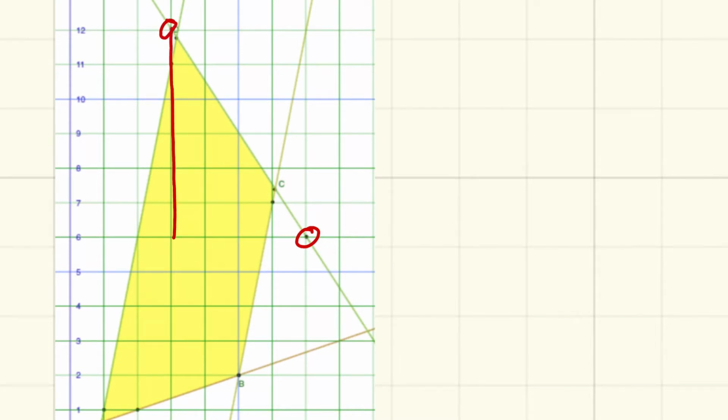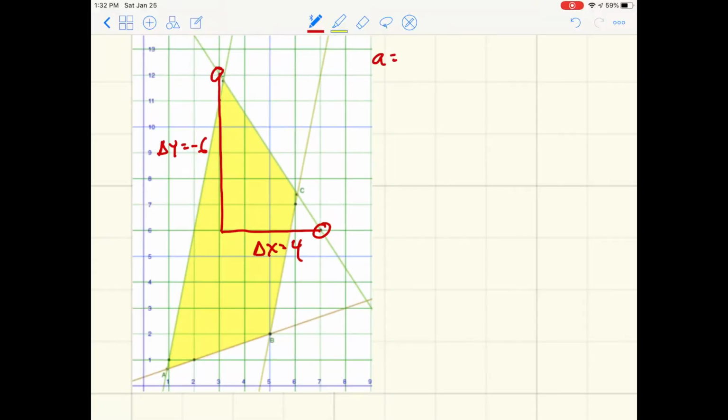My delta y is, I'm going from 12 down to 6, so delta y is negative 6. And delta x, I'm going from 3 to 7, so delta x is 4. My slope is delta y over delta x, negative 6 over 4, which reduces to negative 3 over 2. We know that we're shading below the line, and we have a solid line here, nice and solid. So y is less than or equal to negative 3 over 2x plus b.